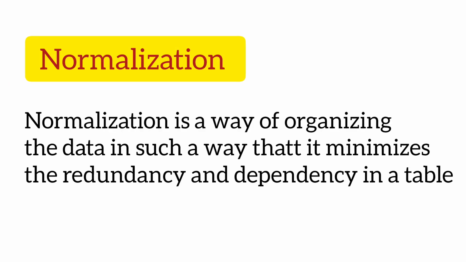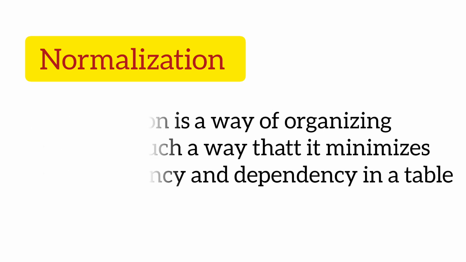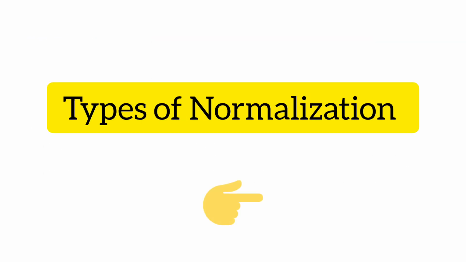Normalization is a way of organizing the database in such a way that it helps to reduce the redundancy and dependency in our tables. So we use it to organize data efficiently. Let's first understand the various normal forms of normalization.